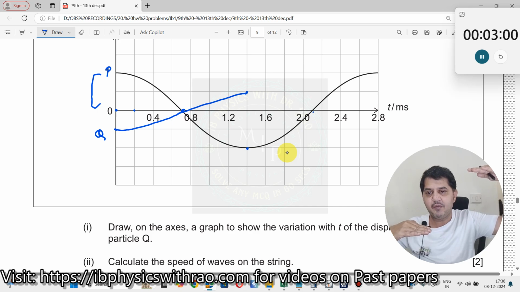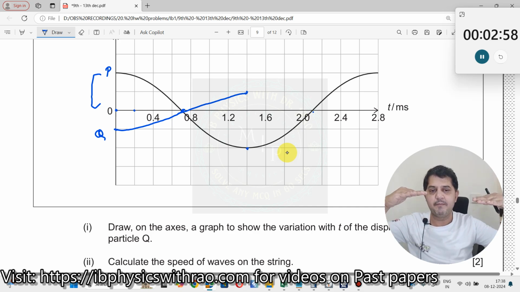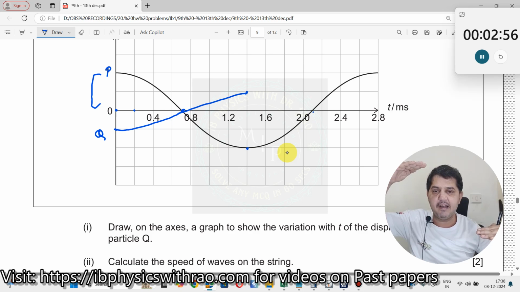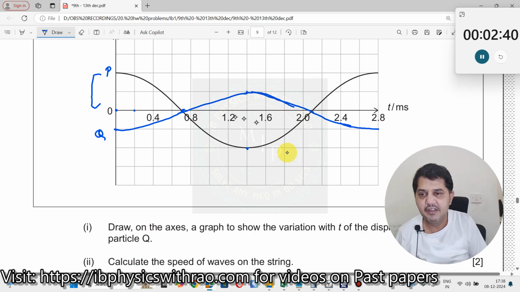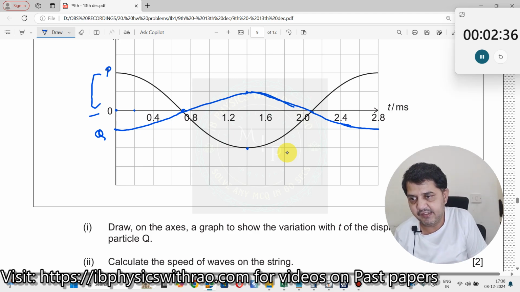Okay, and after that what happens? When Q comes downwards, P is at the center. Okay, and then when it comes downwards completely, P goes upwards completely, so this goes upwards over here. Now, I should be getting it like this. And once again, the same sequence of events will continue. So this is the graph that we should get. Okay, right. So this is your Q.